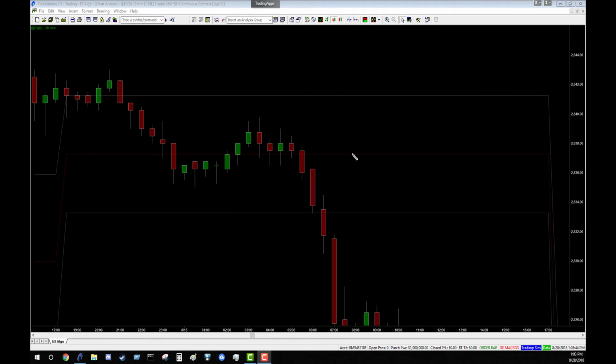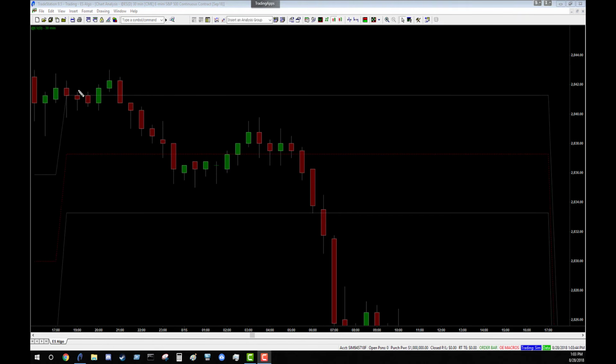So the point of control is where the single most amount of volume occurred at any given price. So that price right there is where the most volume occurred the previous day. And then 70% of the volume fell within this range. And that defines your value area.